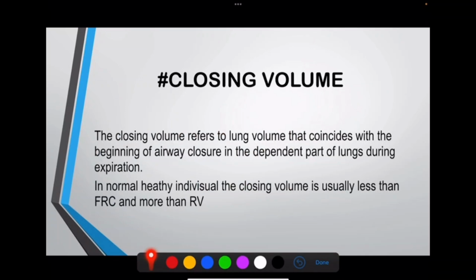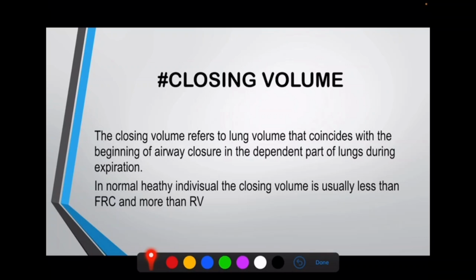Continuing with the topic, the closing volume. The closing volume refers to the lung volume that coincides with the beginning of airway closure in the dependent part of the lungs during expiration. In a normal healthy individual, the closing volume is usually less than the forced respiratory capacity and more than the residual volume. Closing volume is the volume at which, when we are expiring forcefully, the first airway starts to close, we regard that volume as the closing volume.